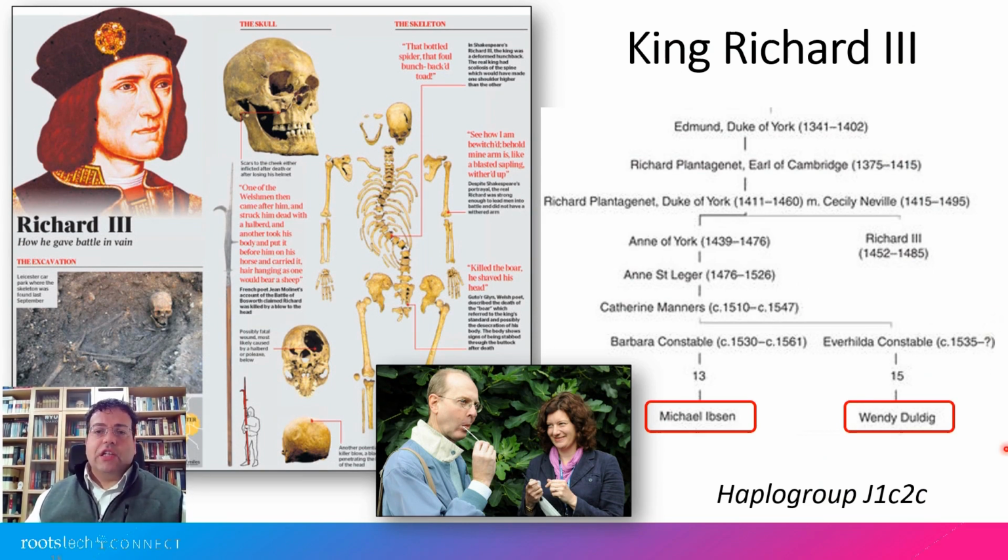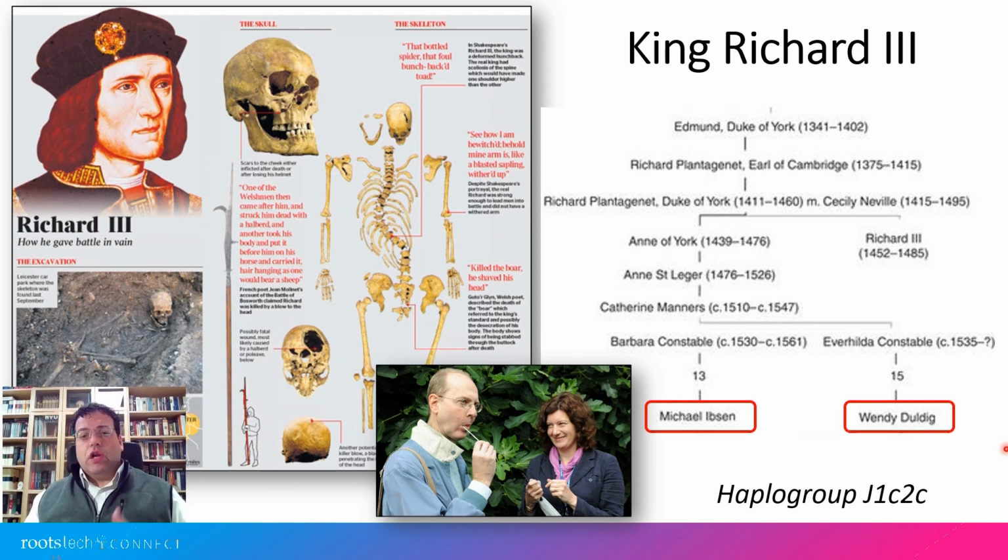The first one is the case of King Richard III. You probably heard about him. His remains were discovered in a parking lot, during some excavation, totally random, and no one knew where King Richard was actually buried. There was no official burial spot for him.